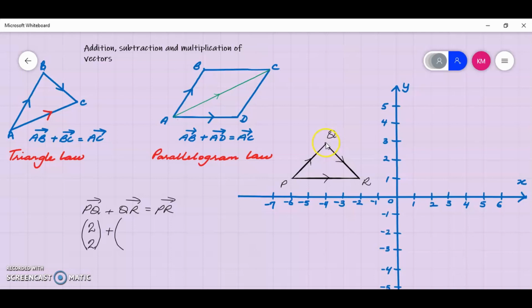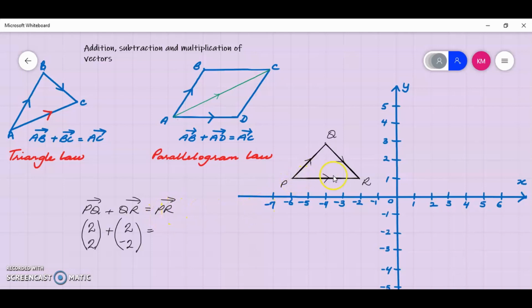How did I get from Q to R? To get from Q to R, I am going to have to travel 2 units in the right direction, which is along my x-axis, and then 2 units downwards in my y-axis. So 2 units to the right on your x-axis is represented by positive 2, and 2 units downwards in your y-axis is represented by negative 2. This gave us the resultant vector PR.